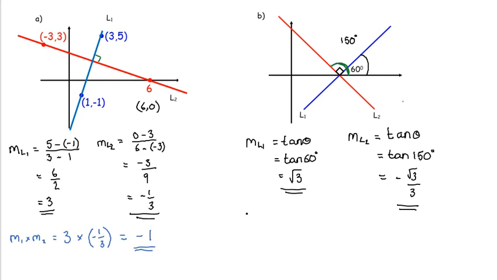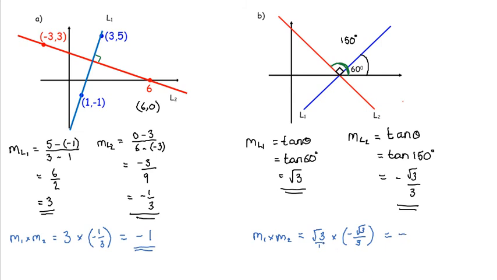Okay, and then from there, again I'm going to multiply the gradients together and just see what I get. So gradient of 1 multiplied by gradient 2 is equal to, well, that's root 3 multiplied by negative root 3 over 3. Wee bit of surd rules coming in here. So I could think of this root 3 as root 3 over 1. So multiplying the fractions, overall it's going to be negative because I have a positive multiplied by a negative, so my answer is going to be negative.